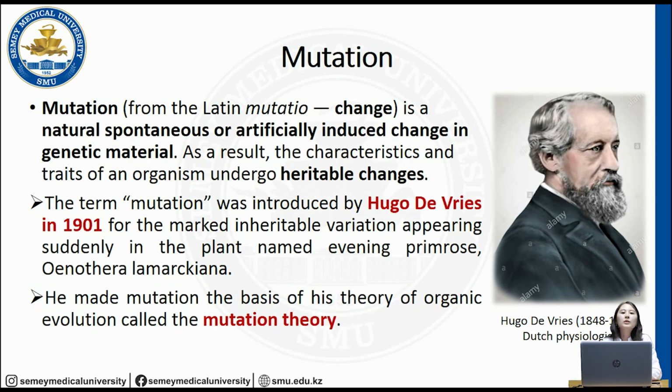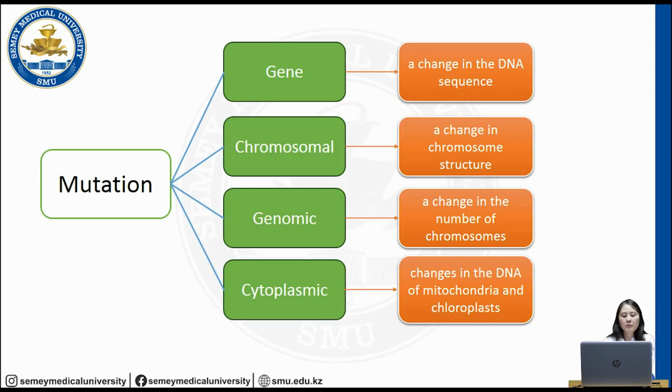Mutation. To discuss the genomic mutation, we will start with the definition of the mutation. Mutation is a natural, spontaneous, or artificially induced change in the genetic material. This change is heritable. The term mutation was introduced by the Dutch physiologist Hugo de Vries in 1901. Also, he proposed his mutation theory based on this term.